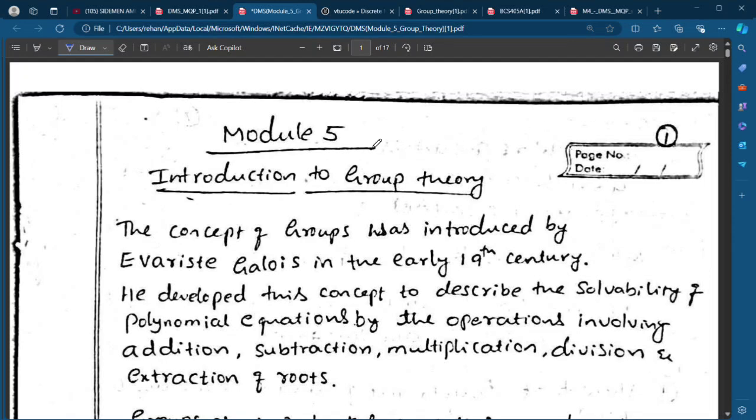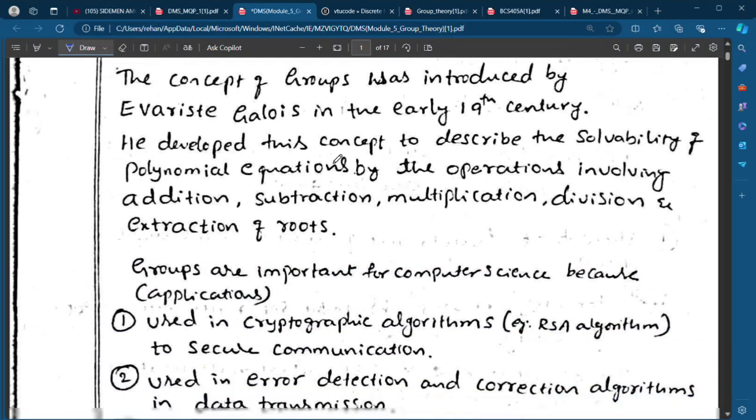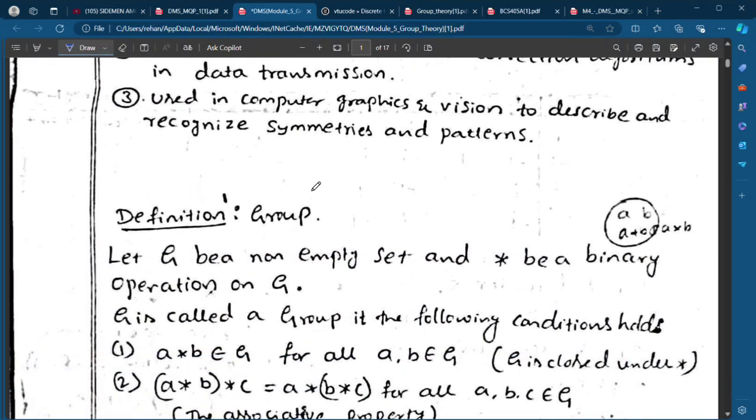So let us talk about this fifth module, that is the introduction to group theory. So this definition part, just read it out. So much thing I won't say. So see here, definition of group.